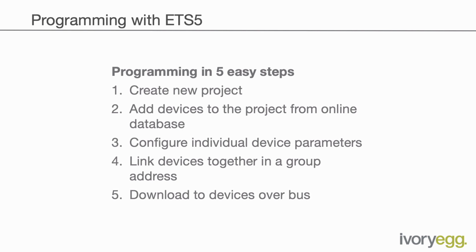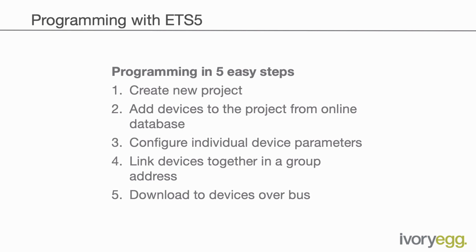We then link the different devices together in a group address. So we just take an object from one product and link it with another in a group address. Now, group addresses are the main runtime of the system. If you looked at a KNX bus when it was working, you'd see a lot of group addresses. And they enable all the different products to talk to each other without needing to know about each other.